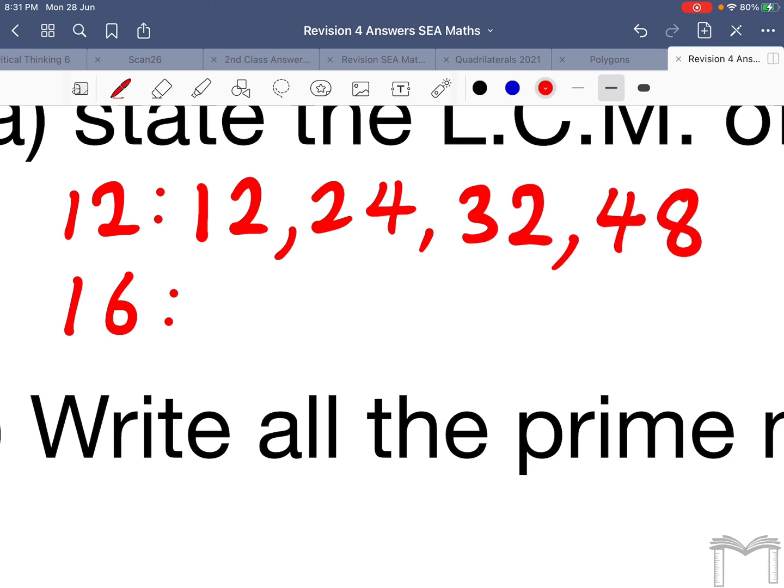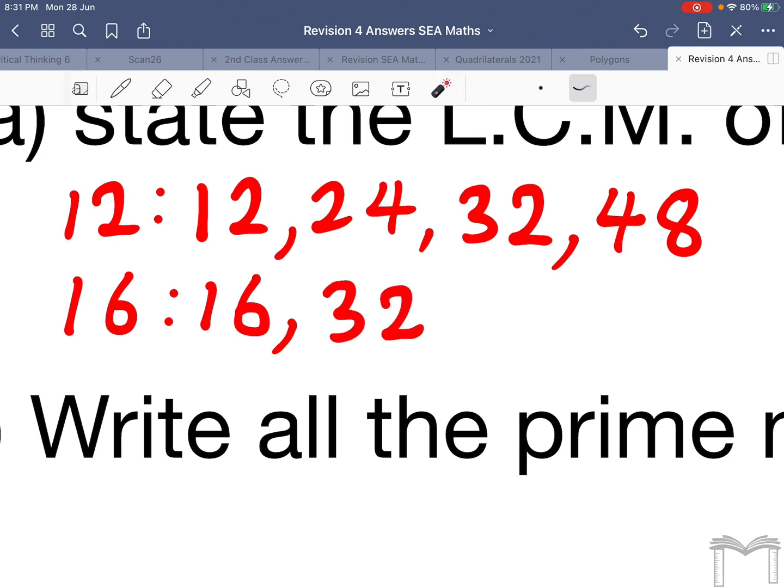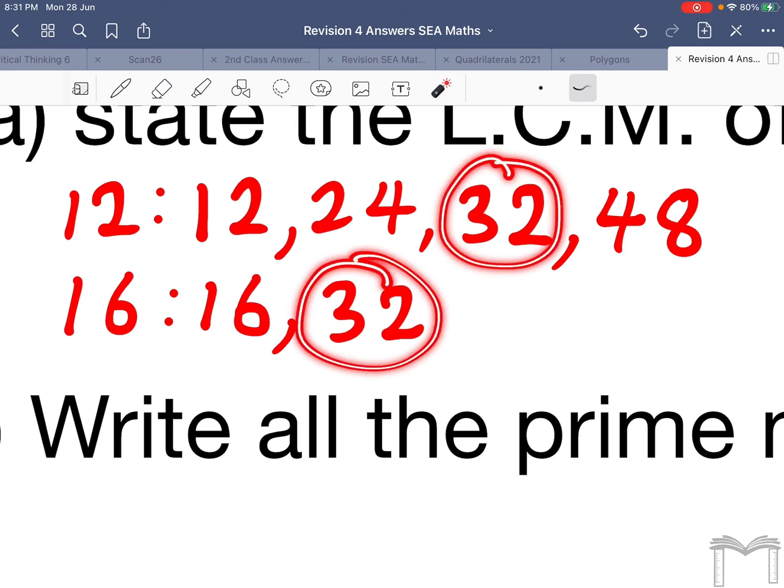Right? Let's list some of the multiples of 16. 16 times 1 is 16. 16 times 2 is 32. Right? So we can see here that 32 occurs for both the multiples. So this will be the lowest common multiple.